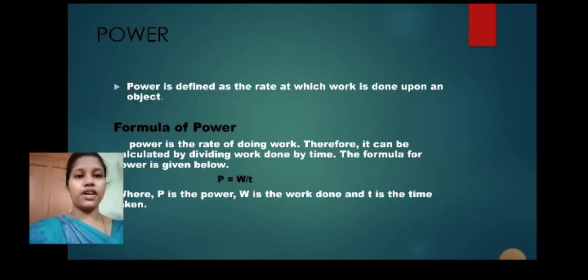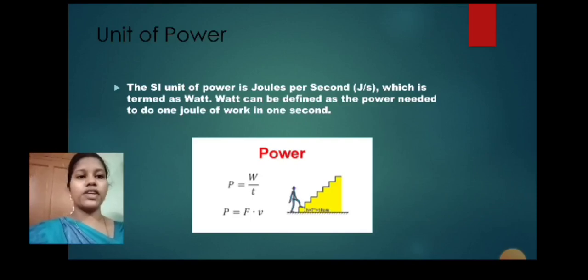Next, power. Power is defined as the rate at which work is done upon an object. The formula for power is P equals W by T. The unit of power is joules per second, which is termed as watt.